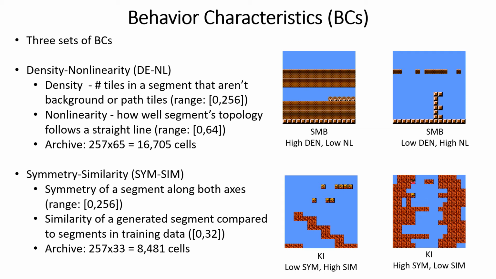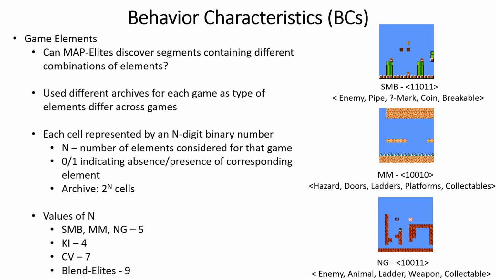These ranges are based on how these metrics were computed, and details on that can be found in the paper. Finally, our third BC was game elements, so here we focused on whether MAP-Elites can discover segments containing different combinations of elements specific to each game. Since the type of elements differs across different games, we use different archive formulations for each game in this case. And so here each archive cell was represented as an n-digit binary number, with n being the number of element types considered for that game, and 0 and 1 indicating the absence or presence of the corresponding element. And hence the archive for each game under this BC consisted of 2 to the n number of cells.